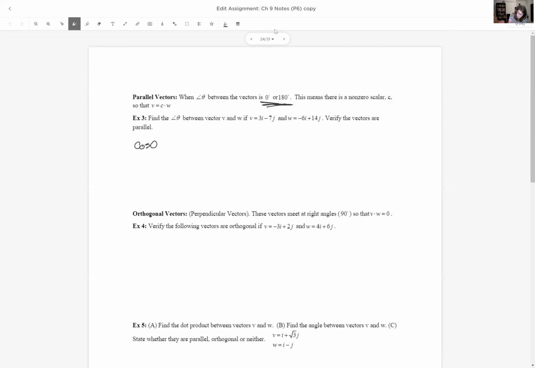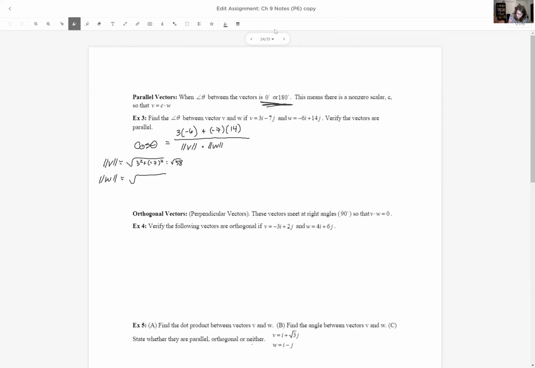So cosine of theta, we have to take the dot product. So we're going to do 3 times negative 6 plus negative 7 times 14 on top. And then we need the magnitudes on bottom, the magnitude of v and the magnitude of w. So again, I'm going to do a little side work. Magnitude of v is going to be the square root of 3 squared plus negative 7 squared. 49 plus 9, that's the square root of 58. If it simplifies, it doesn't matter. I'm just going to leave it.